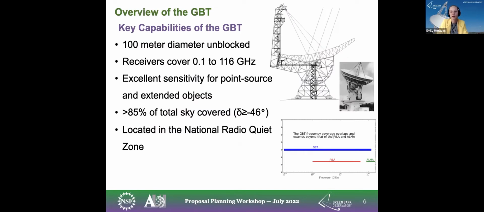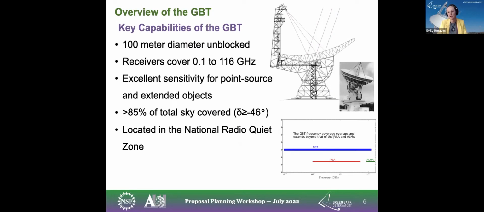So this is a quick overview of the capabilities of the GBT. One of the main things, it's a 100-meter diameter unblocked dish. So it is currently the world's largest steerable radio telescope. And the feed arm is off axis. So this means that the feed arm does not actually block any light that is coming in.